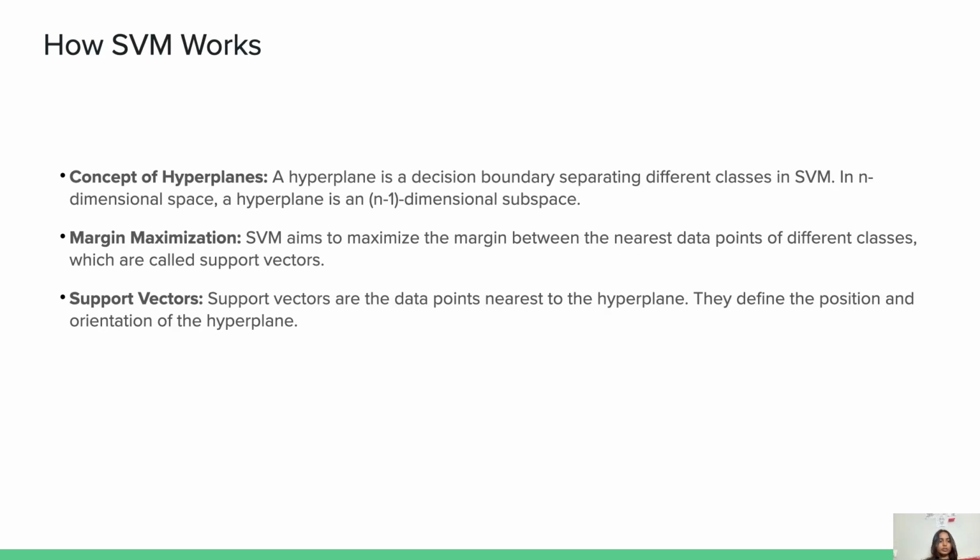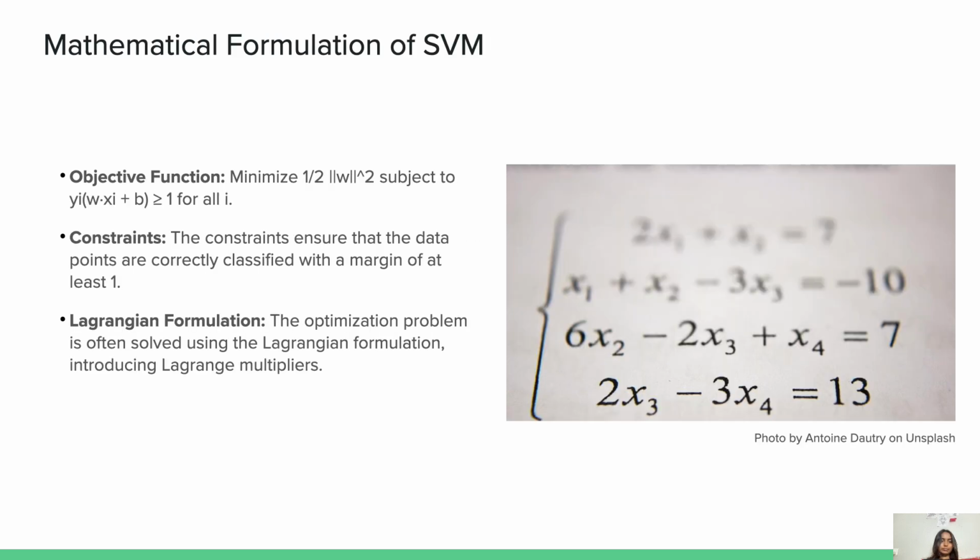How SVM works. Concept of hyperplanes. A hyperplane is a decision boundary separating different classes in SVM. In n-dimensional space, a hyperplane is an n-1 dimensional subspace. Margin maximization. SVM aims to maximize the margin between the nearest data points of different classes, which are called support vectors. Support vectors are the data points nearest to the hyperplane. They define the position and orientation of the hyperplane.